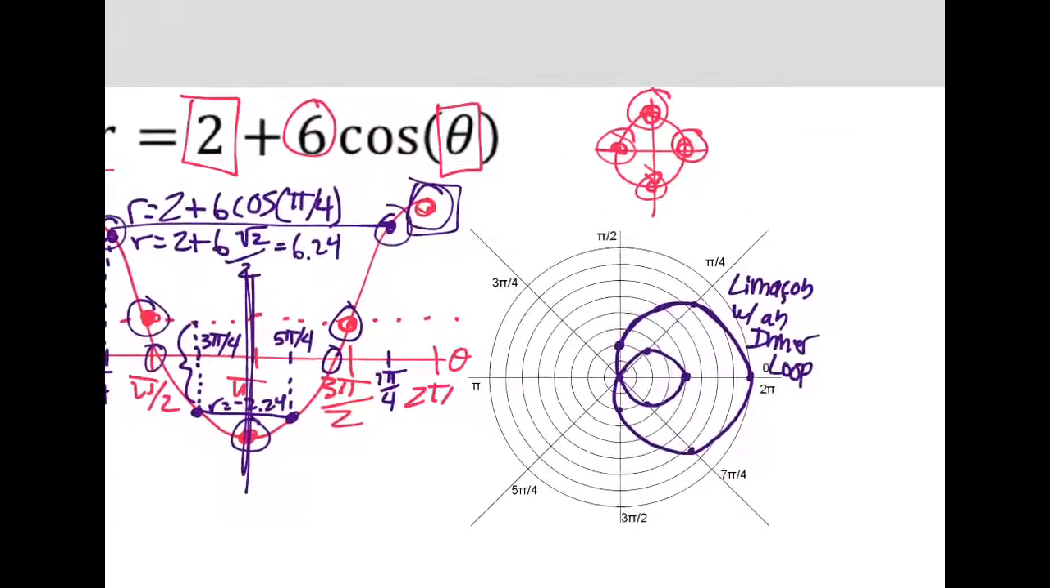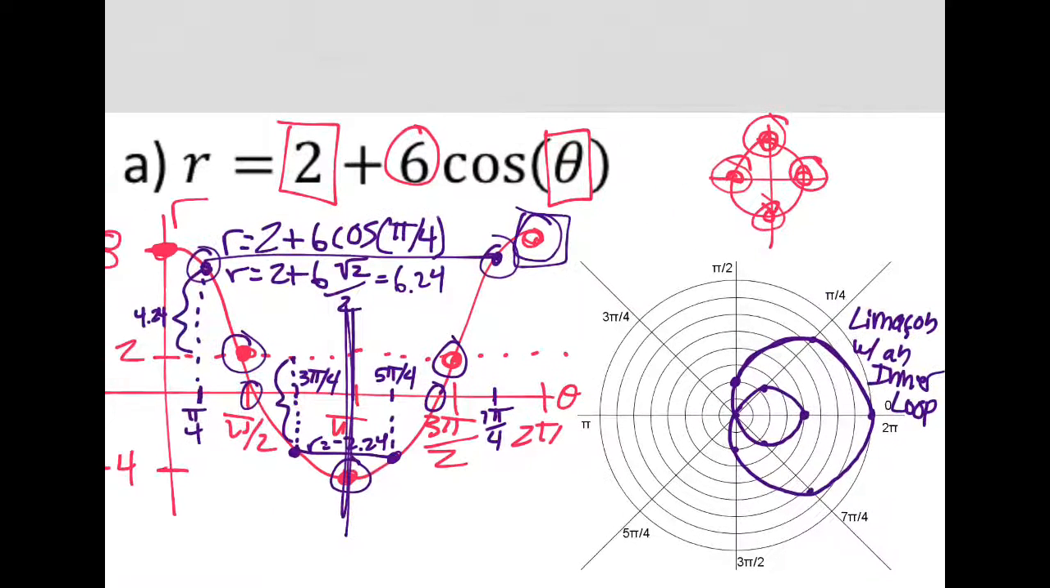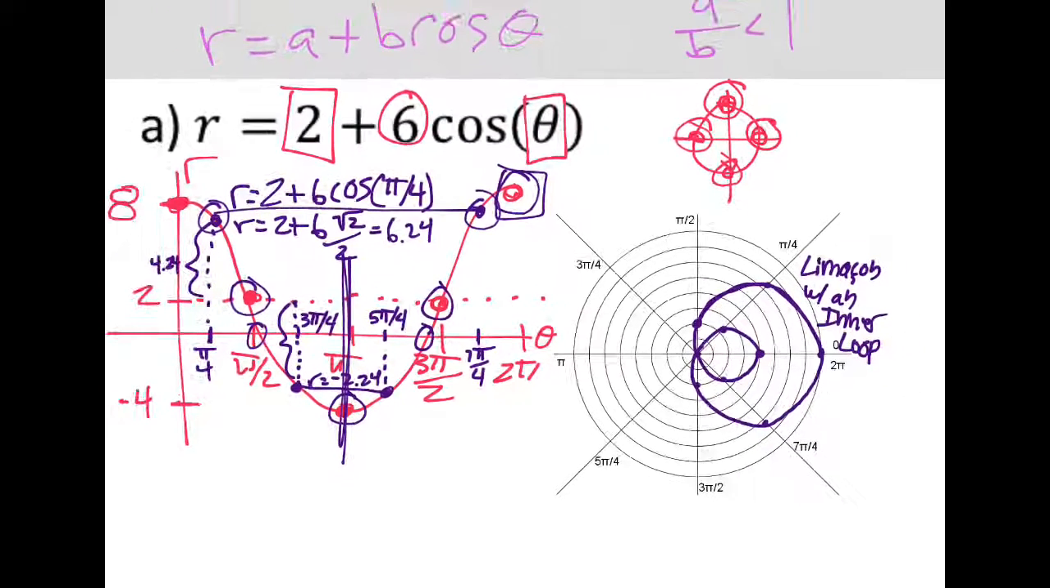To get an inner loop like that, notice we have a coefficient that is greater than the constant value. 6 is greater than 2. So if you're thinking about this as r equals A plus B cosine theta, we have this ratio A over B, and it is less than 1. That will result in a limaçon with an inner loop. And there you go.